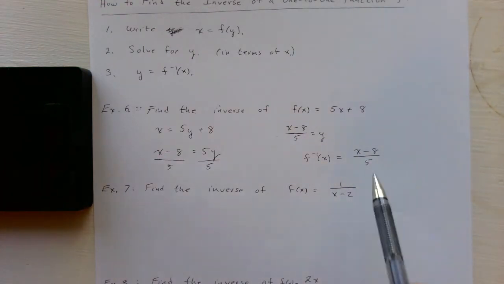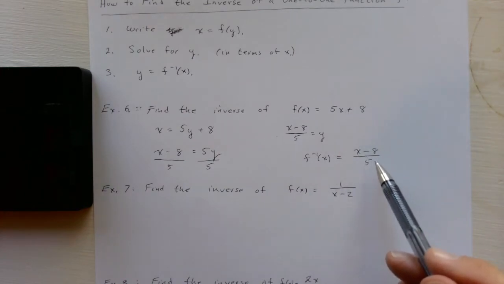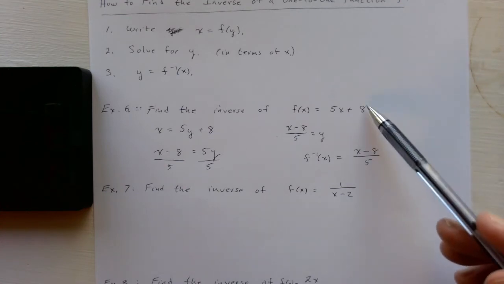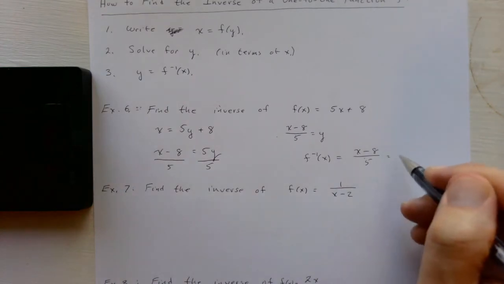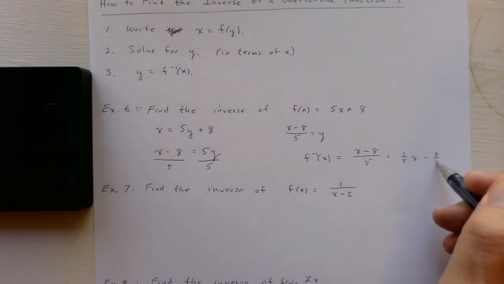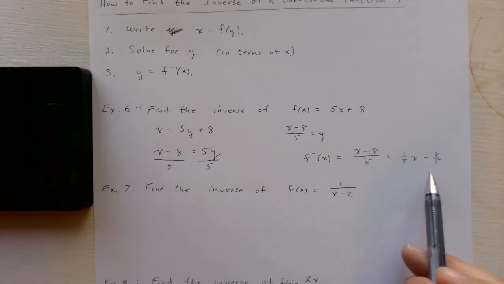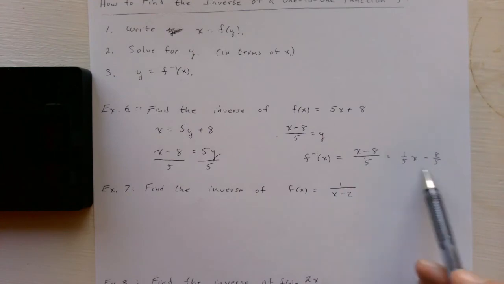And you can check that this is true. If you plug this back in, you multiply by 5, you get x minus 8, and then x minus 8 plus 8 is x. And if you plug it in the other way, you simplify and get x as well. Incidentally, this becomes 1/5 x minus 8/5. This is a linear function, which is what we expected, since the graph of the original is a line, so the graph of the inverse should be a line as well.